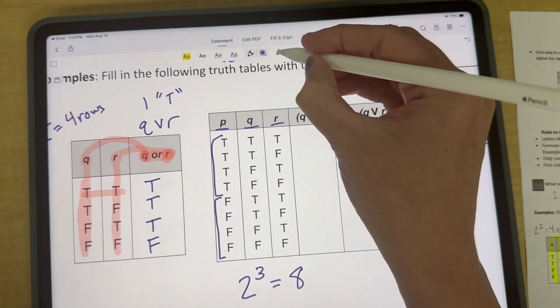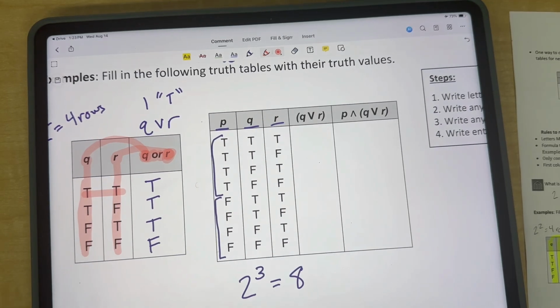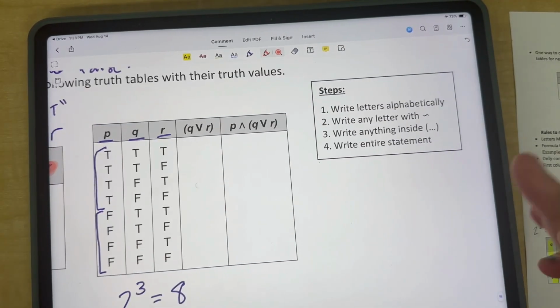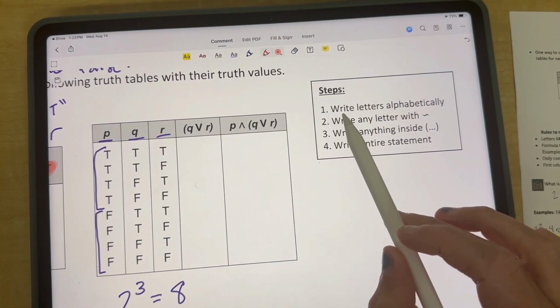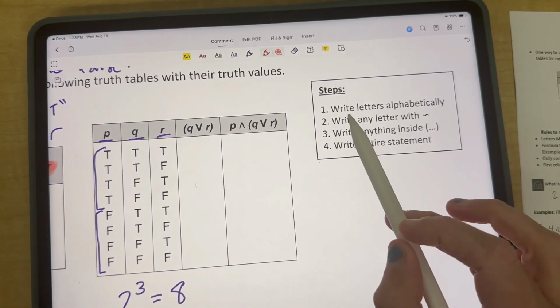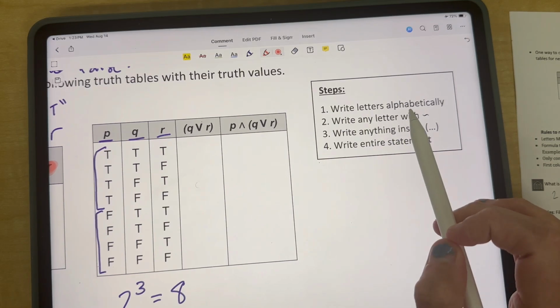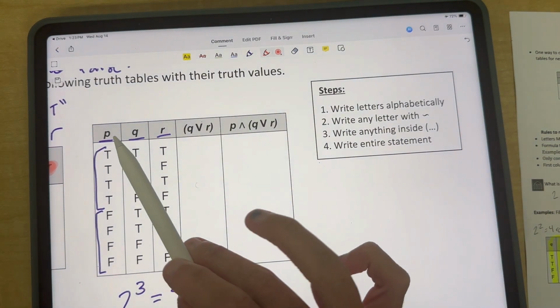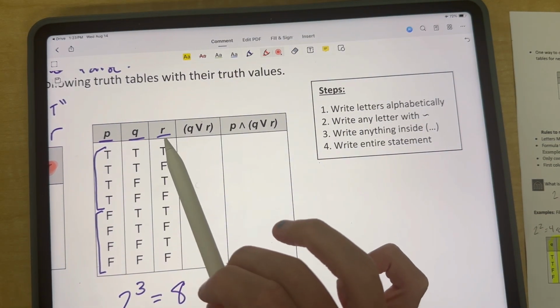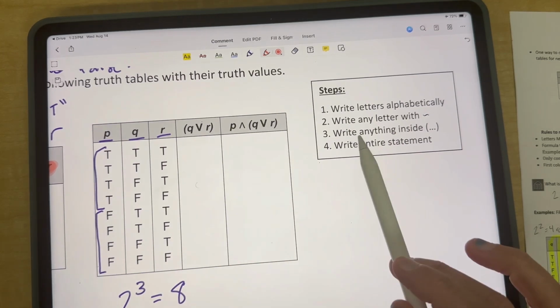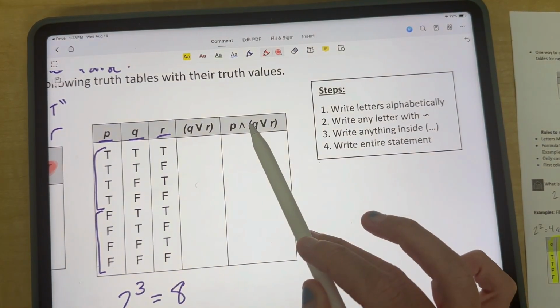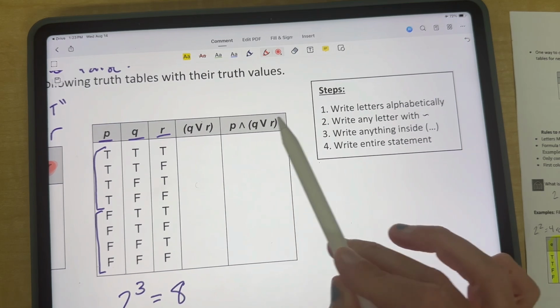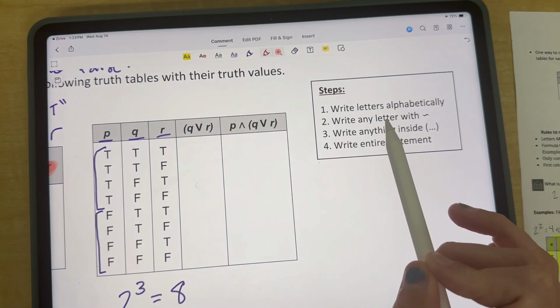All right. This is where you need 2 highlighters. You're going to need 2 highlighters this time. Here are actually the steps I want you to follow. Okay, so you're going to look at the final statement. You're going to write any letters you see alphabetically. So we did that: P, Q, R. Then you're going to look at this statement. Do we have any negations? No. So we skip step 2.